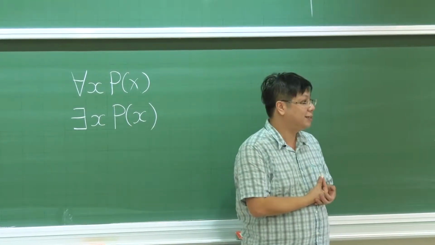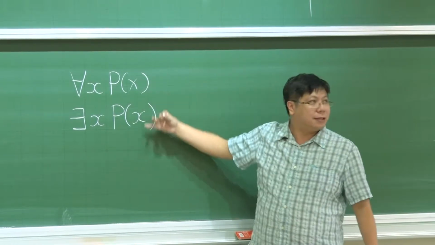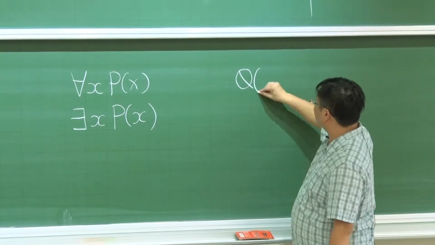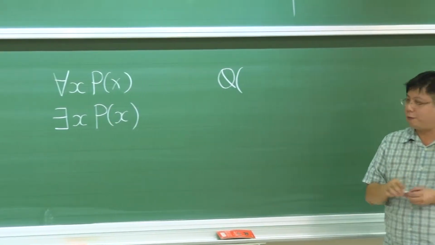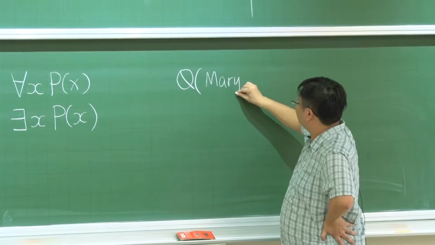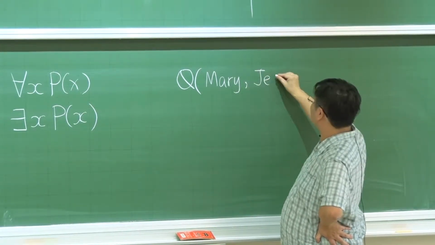But this is just the single variable case. So how about this one? Let's say I have a q, q(x, y). For instance, I can write down something like q(Mary, Jesus).